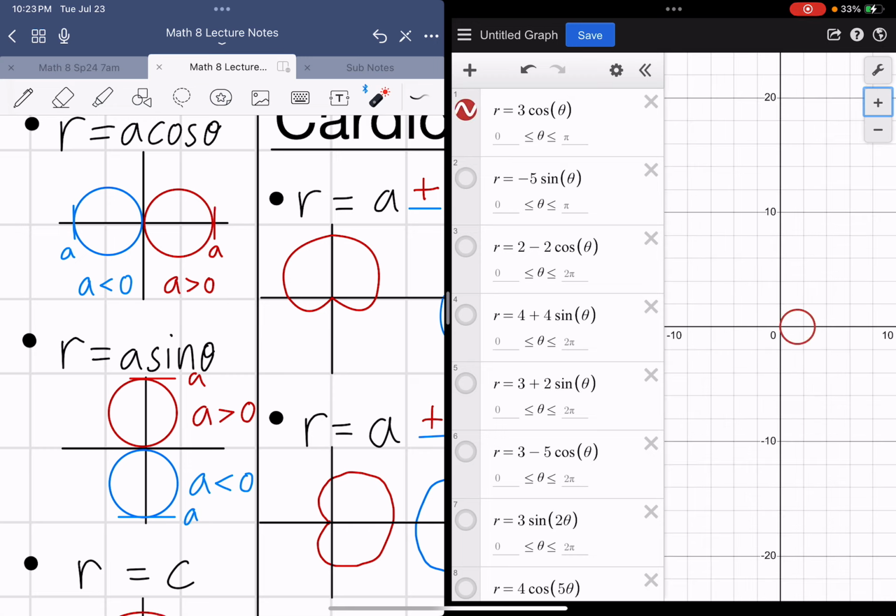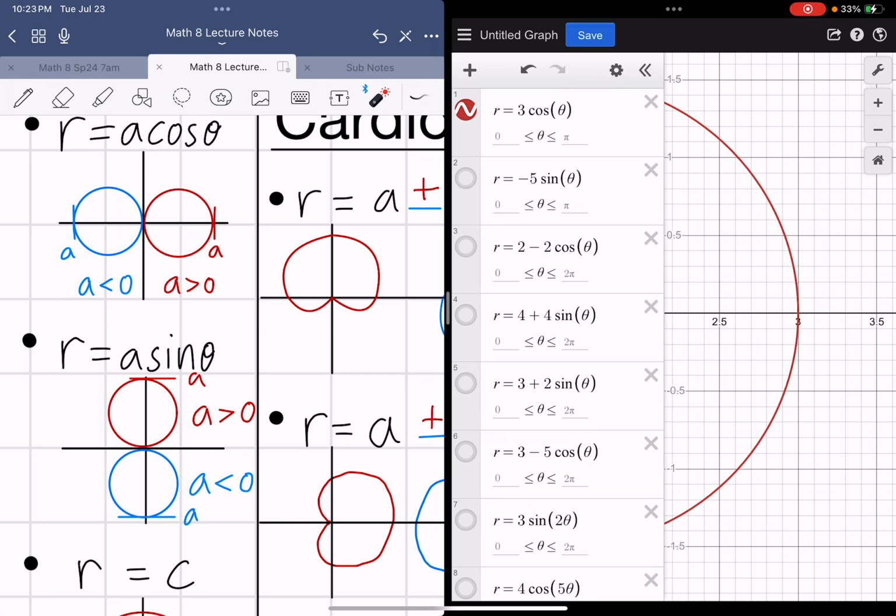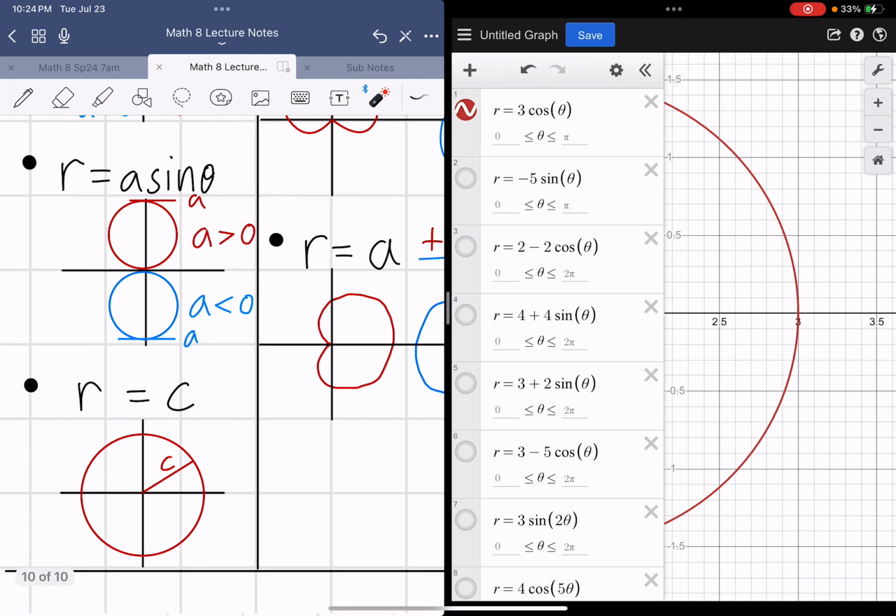So positive is on the positive side of the x, negative is on the negative side of the x. And a lot of these graphs have that same behavior, where the positive and negative sine or cosine puts the graph either on the left or right of the y-axis or above and below the x-axis. And another circle is just r being equal to a constant. That just makes a circle that's centered at the origin.